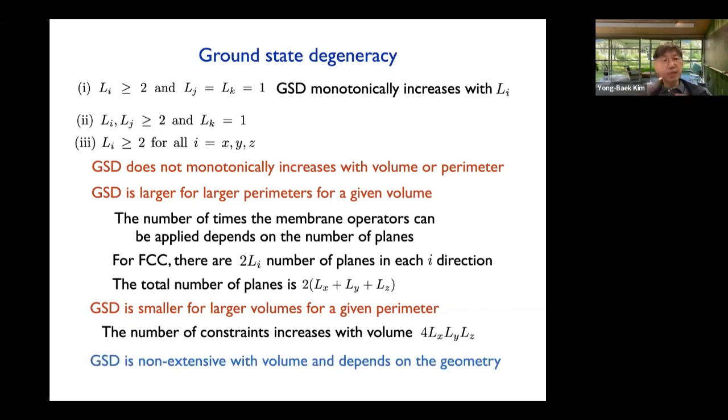Okay. So at the end of the day, the point is that the ground state degeneracy is non-extensive with the volume, and it actually depends on the geometry.